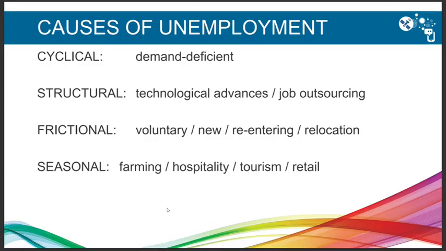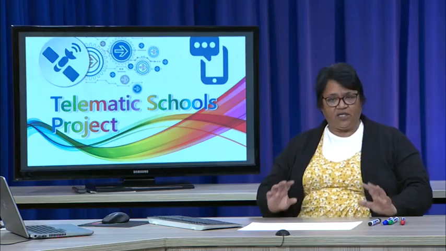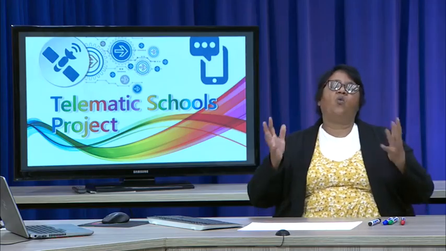Right, the causes of unemployment. In other words, why does unemployment exist? And there we've got 4 of them listed. There is cyclical, structural, frictional, and seasonal. Right, so I'm going to look at these ones individually quickly and just explain to you what each of these mean.